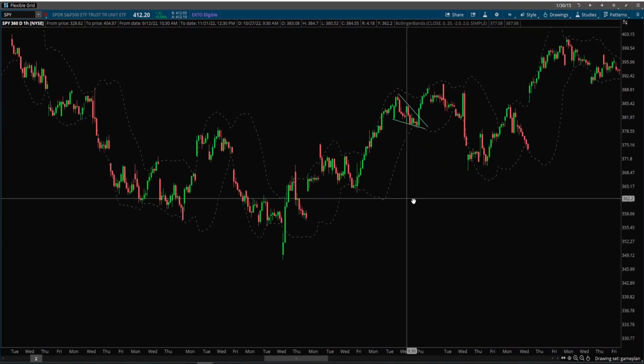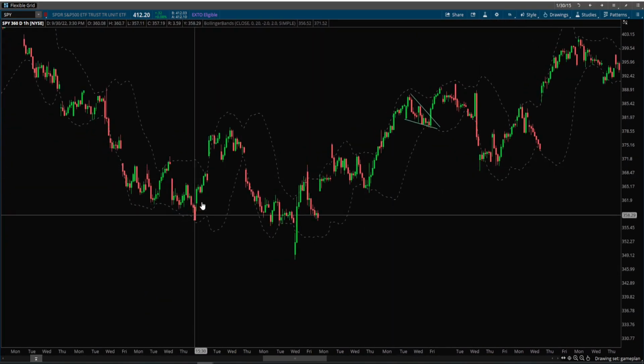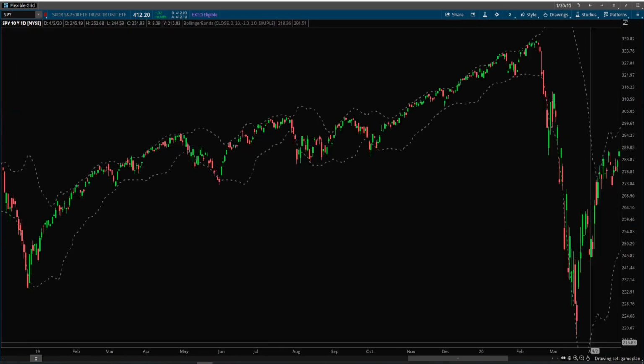So just as you can see, the consistency in it. Now we can zoom out a little more. We can go to the daily chart.